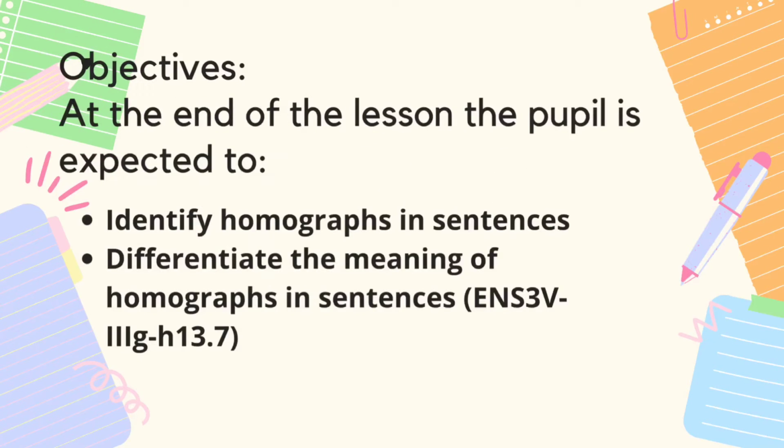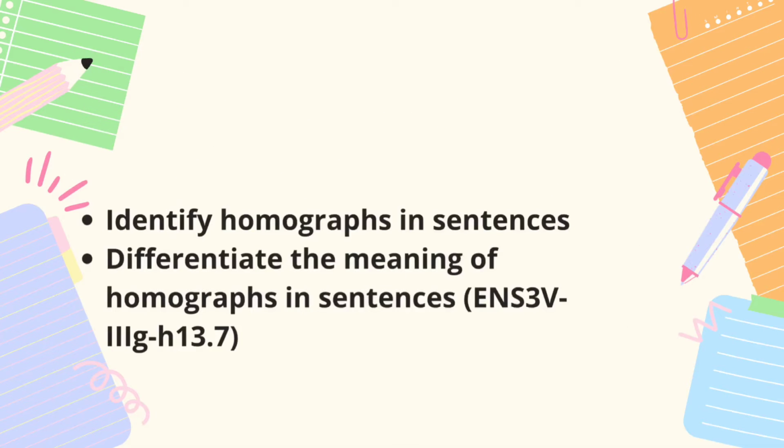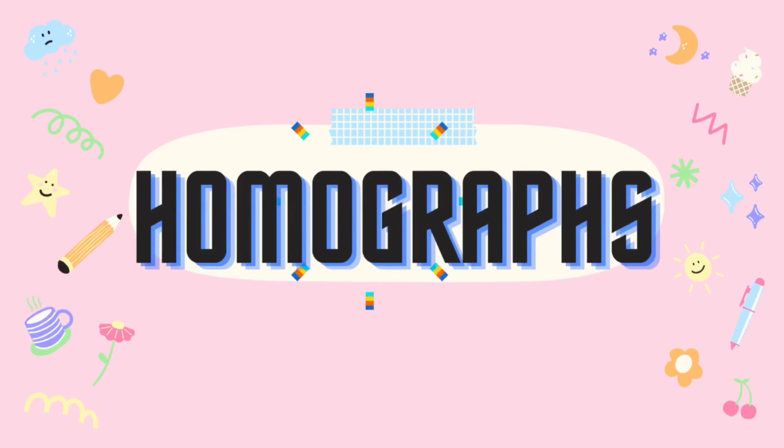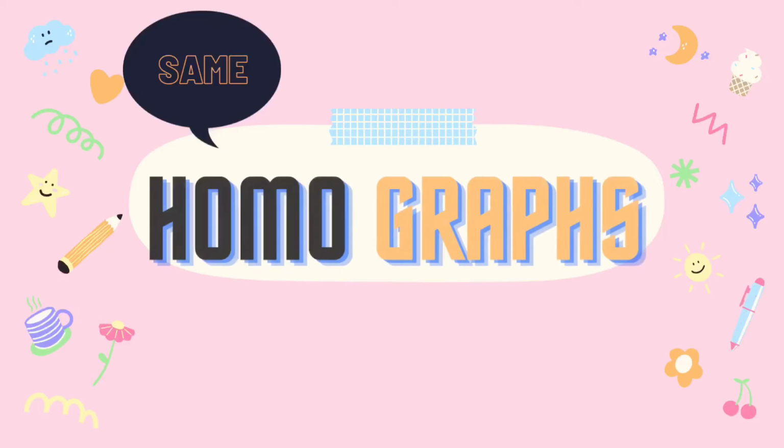Now here's our lesson objectives for this week. At the end of the lesson, the pupil is expected to identify homographs in sentences and differentiate the meaning of homographs in sentences. So today, I will be talking about homographs. What are homographs, by the way?